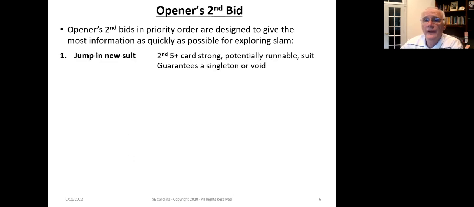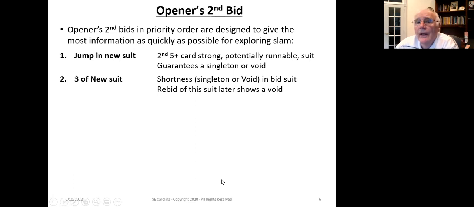So the first thing is a jump in a new suit. What a jump in a new suit says is, hey, partner, I know I not only have 5+ cards in the major that I opened, but I have a second 5+ card strong suit that's potentially runnable. So if the bidding was 1 heart, 2 spades, 4 clubs would say, hey, I've got 5+ clubs that are potentially runnable. Okay, how does that fit with your hand? So that's the first priority. Say, hey, I've got a strong second suit.